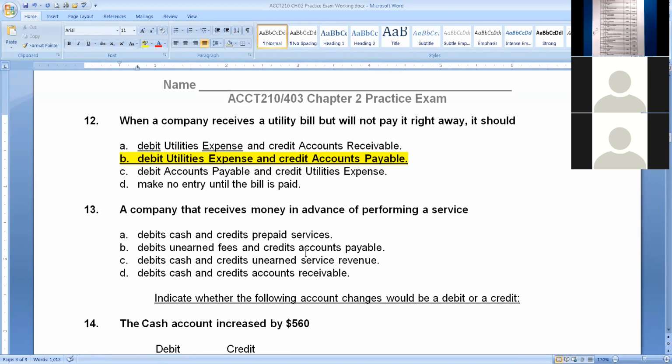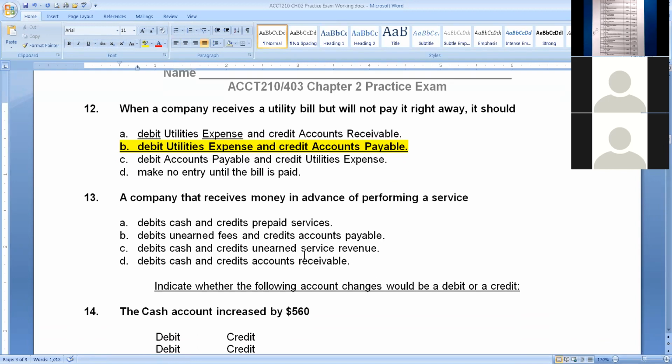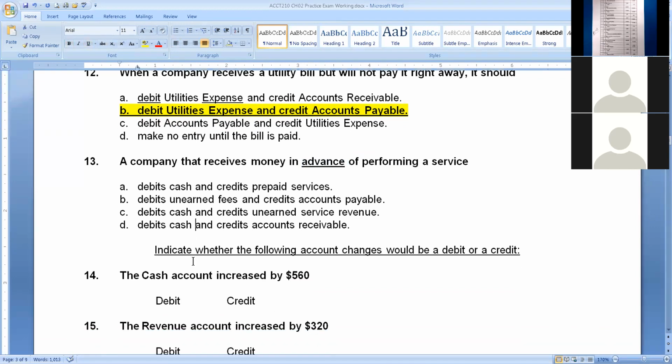Okay, 13 is a tricky one. Can we receive money in advance? So this is when someone gives us money before we do anything.